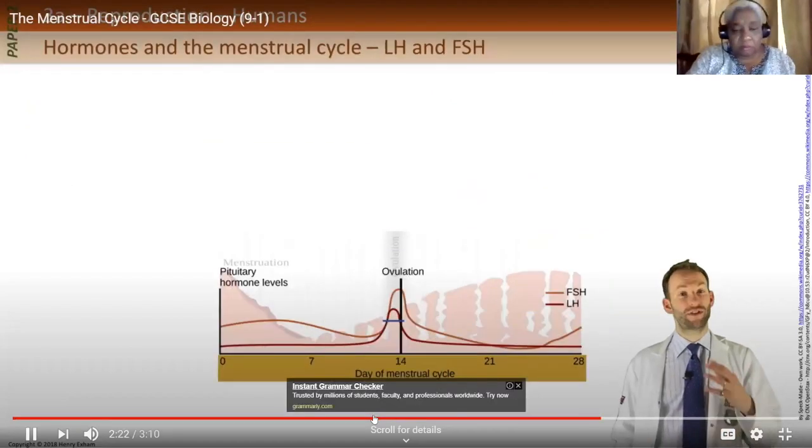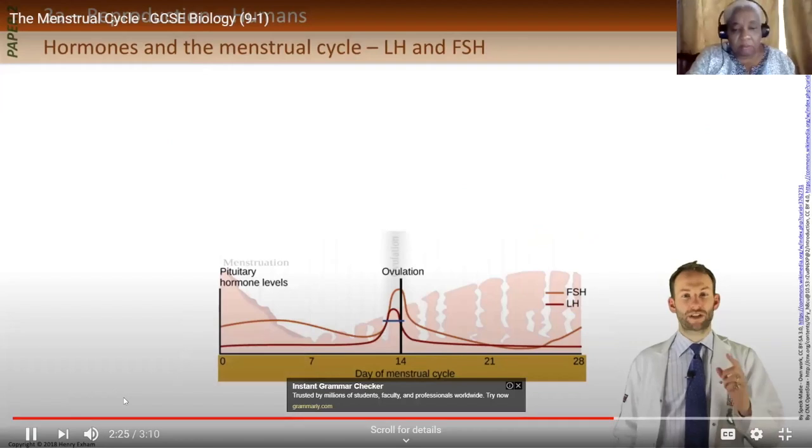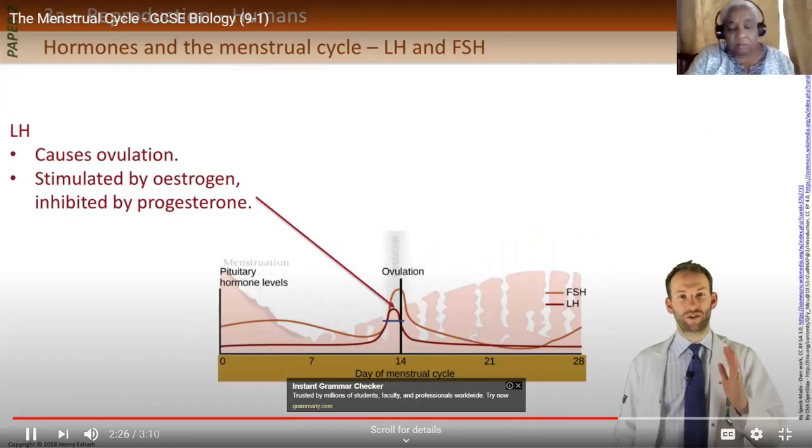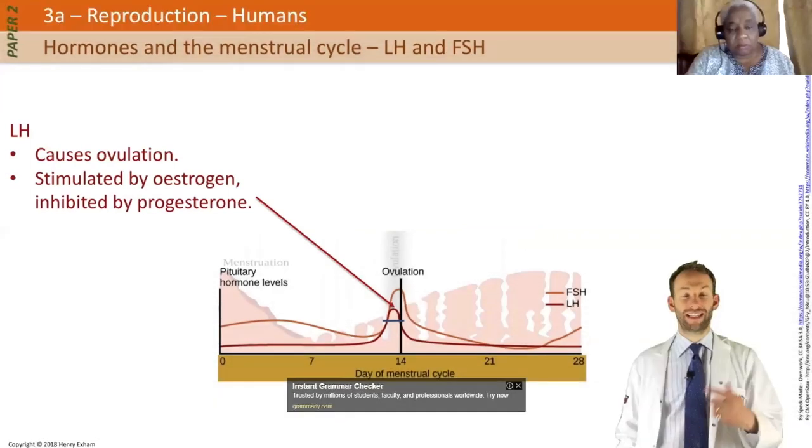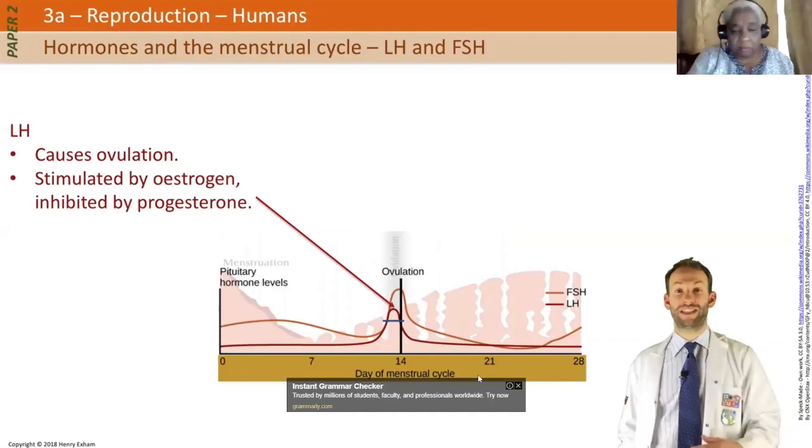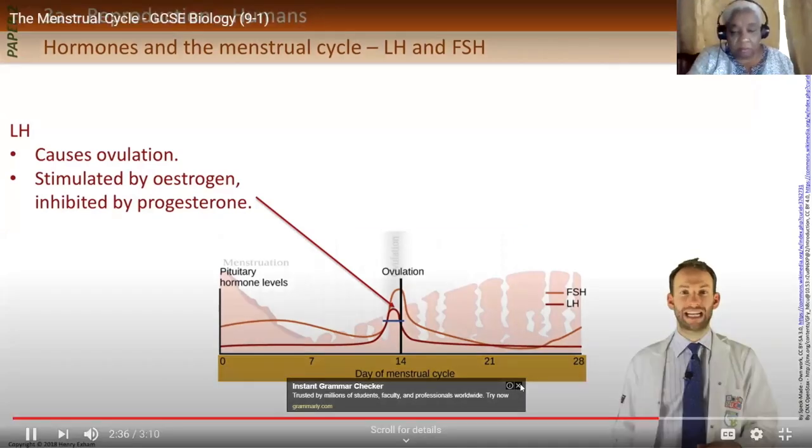LH and FSH are both produced by the pituitary gland in the brain. The LH spikes to cause the egg to be released at ovulation, and it gets stimulated by the estrogen. So estrogen goes up first, that causes LH to be released, and then that causes the egg to be released.